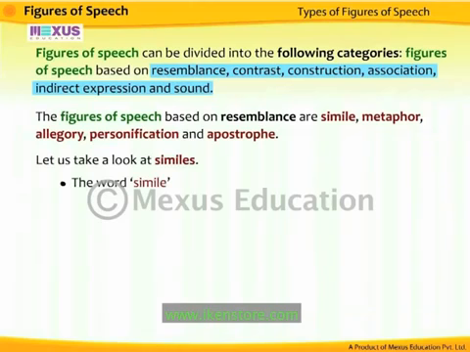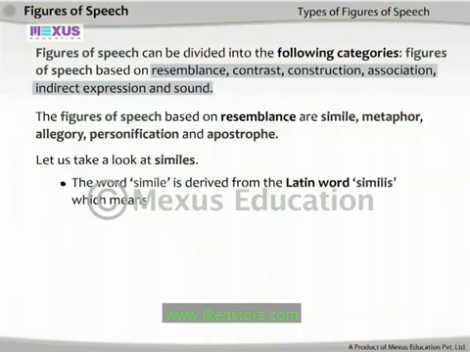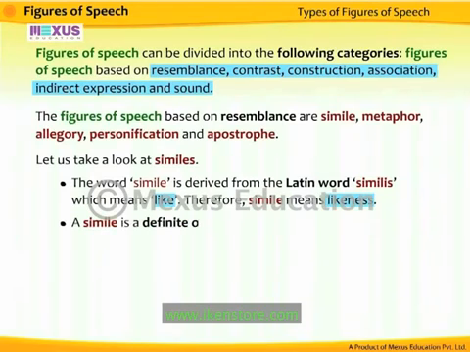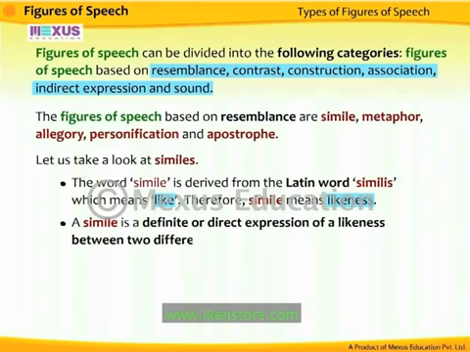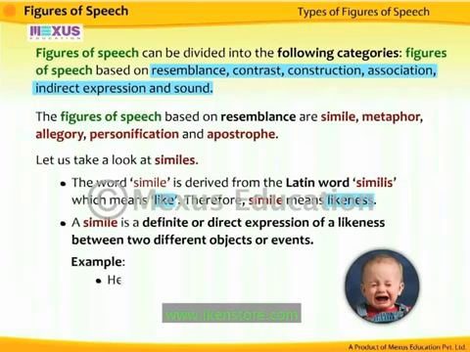The word simile is derived from the Latin word similis, which means like. Therefore, simile means likeness. A simile is a definite or direct expression of a likeness between two different objects or events. For example, he cried like a baby. The person's action of crying is compared to the crying of a baby.